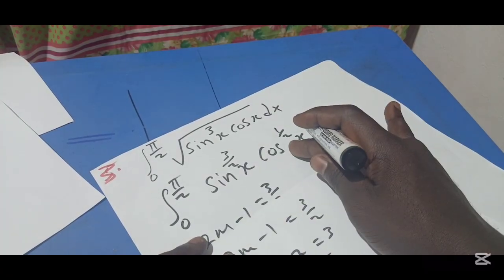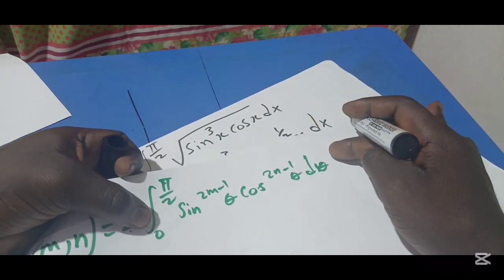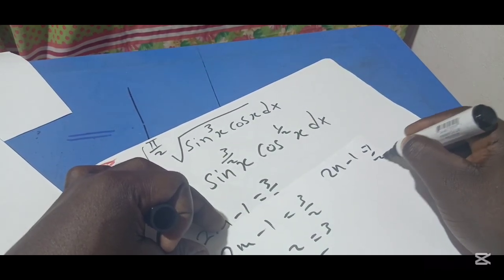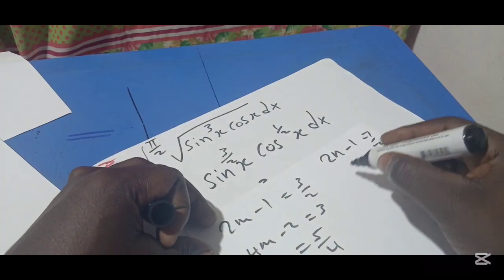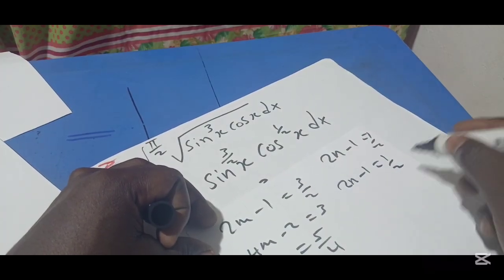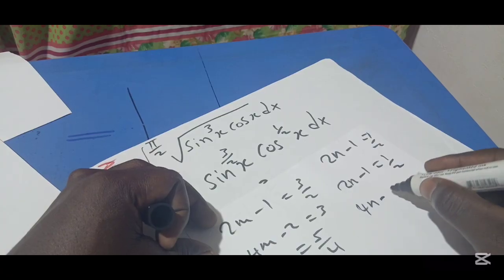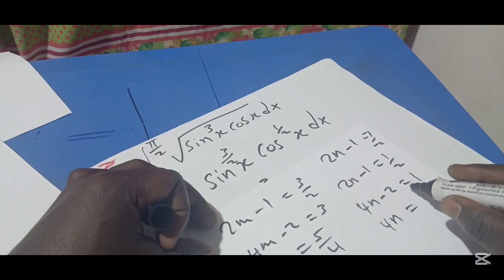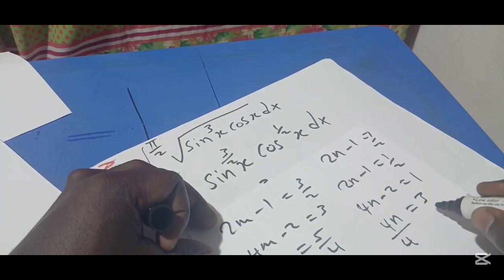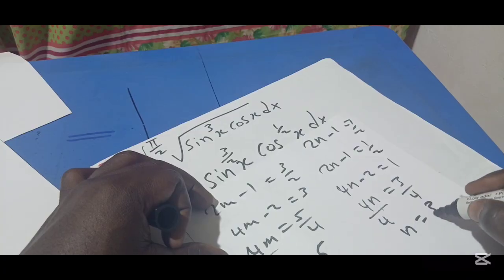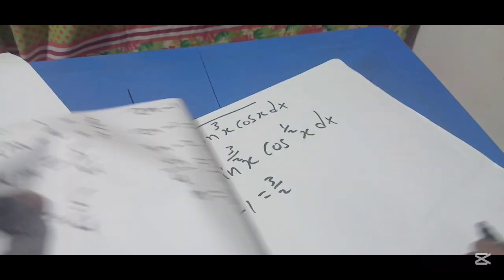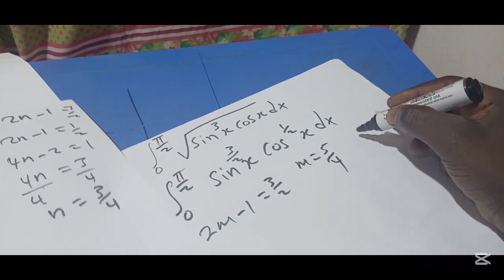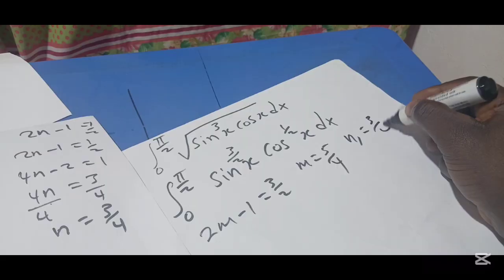And for this one, 2n minus 1 equals half. So 2n minus 1 equals 1 on 2. Multiplying by 2, 4n minus 2 equals 1. The 2 should cross, so I get 4n equals positive 2 plus 1, which is 3. Dividing both sides by 4, n should be 3 on 4. So now our m equals 5 on 4, and our n equals 3 on 4.